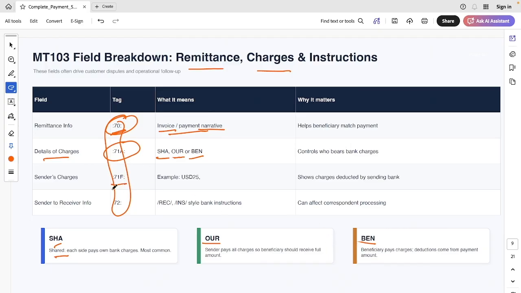Then we have field 71F. This shows the sender's charges. Field 72 is sender to receiver bank information, often code like REC or INS. This is not a place to write casual customer notes.